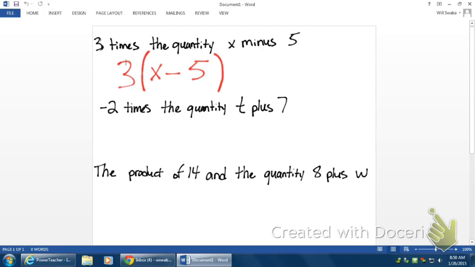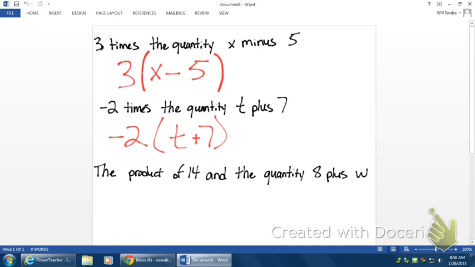Negative 2. We know we're going to multiply negative 2 times something. It says negative 2 times the quantity of t plus 7. So this is really the same one as before, just different numbers. t plus 7. I know I'm going to do t plus 7, and I know I'm going to multiply negative 2 times it. So it would be written like that.